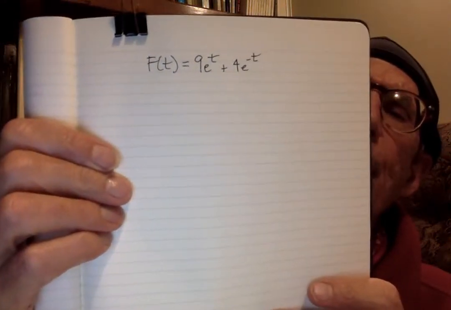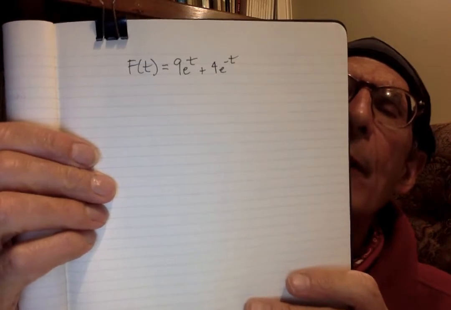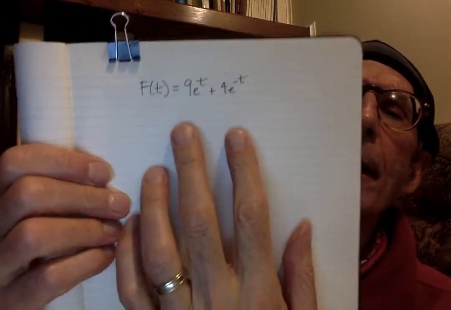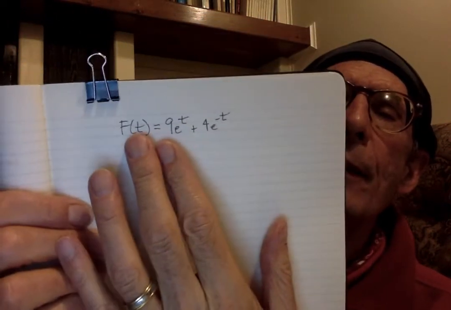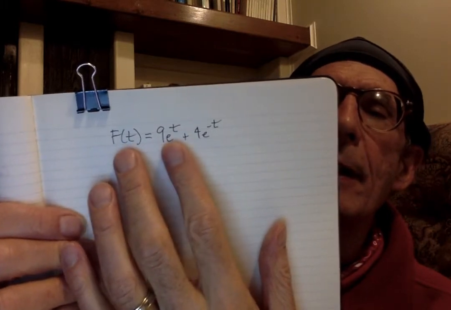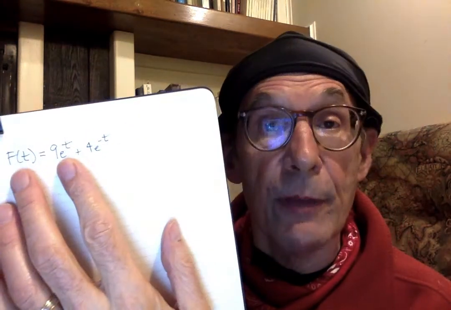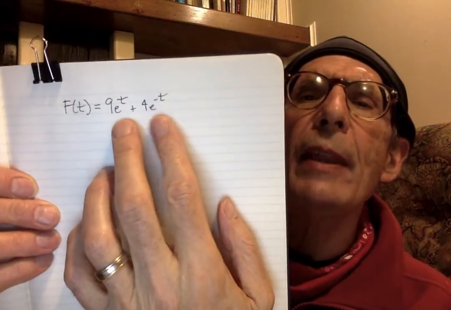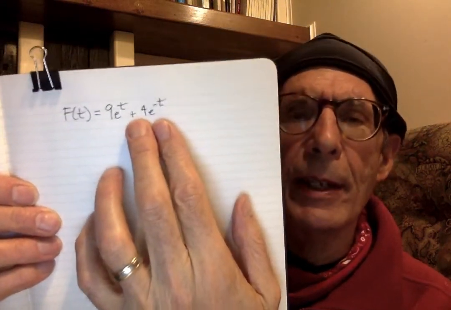So here's the function. The variable here is t, and it's a sum. The first one is 9 times e to the t. So e to the t is the simplest function to do calculus with. And then we add into that 4 times e to the minus t. You might get a little insight, and you might not. This is the problem with doing these kinds of problems, is sometimes you just got to try stuff.